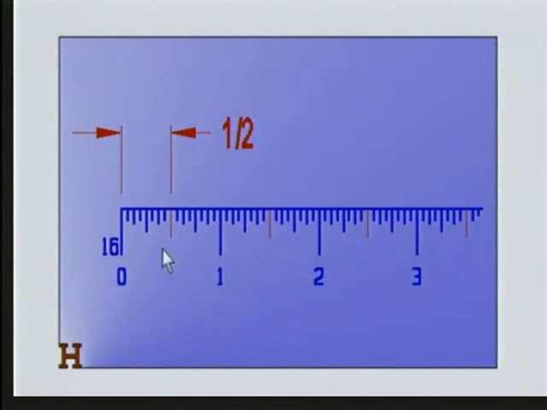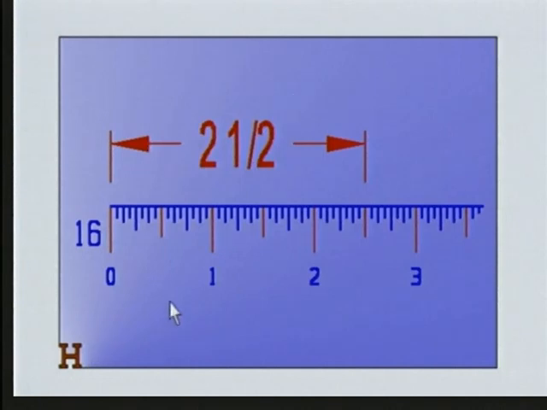You will also notice that there are major and minor divisions here that are indicated by different lengths of lines. If we take 1 inch and divide it exactly in half, we'll have 1/2 of an inch. Let's look at an example of using the 16th scale to measure 2.5 inches. Notice we go 1, 2 major divisions, and 1/2 division. And you'll see here that we've measured 2.5 inches.